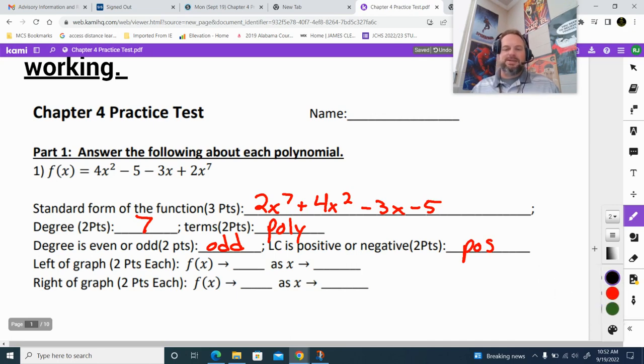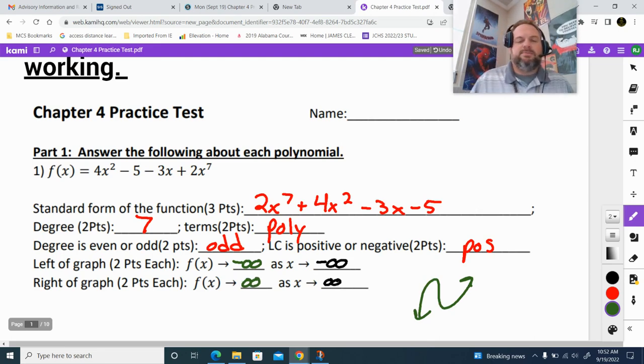So, I'm really thinking I'm going to change and have this right here filled in for y'all with the negative infinity and positive infinity. And because this is a seventh degree, it looks somewhat like this. So this would go to negative infinity as x goes to negative infinity. This would go to positive infinity as x goes to positive infinity. So really thinking about changing that.